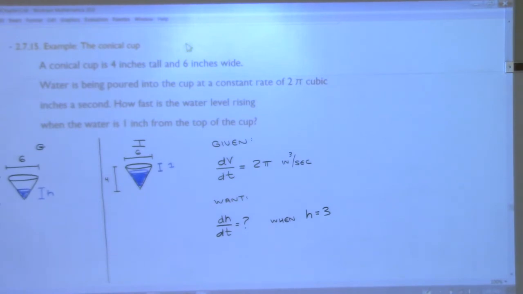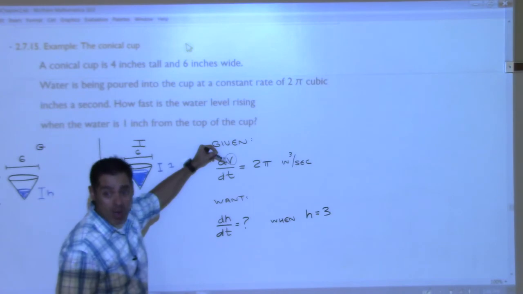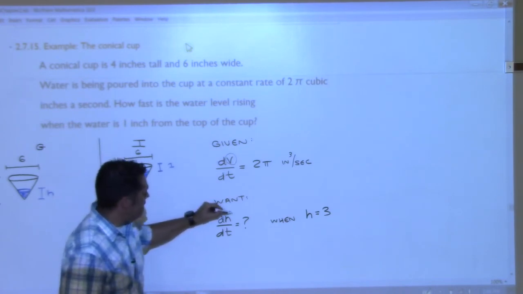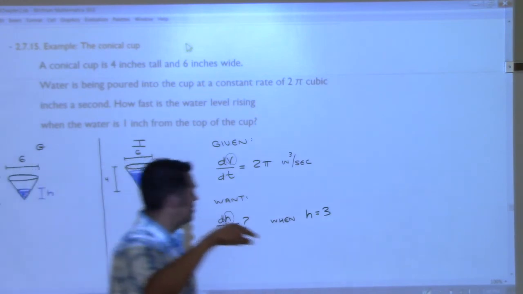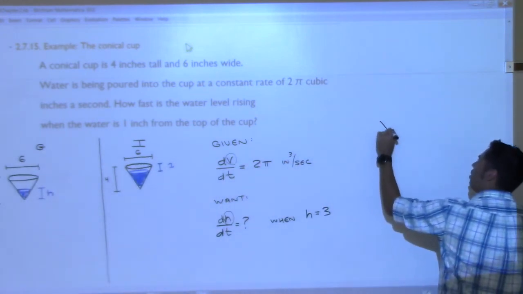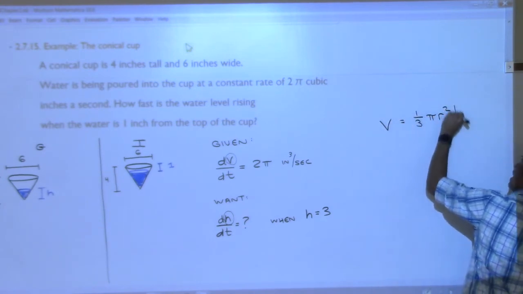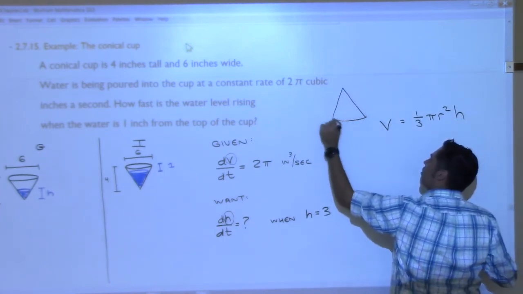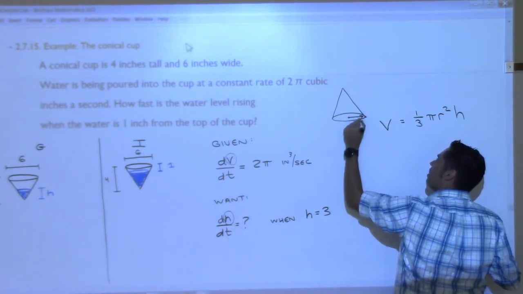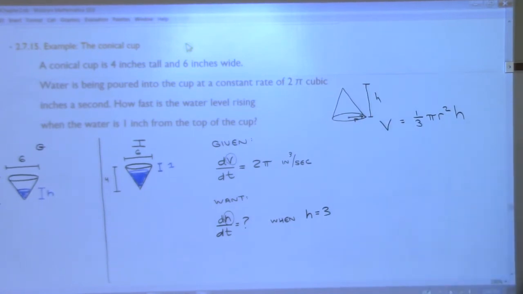I need an equation. I need an equation that relates the volume of the water to the height of the water. So you're looking in your formula sheets. The volume of a cone is what? 1/3 pi r squared h. So you can look that up. In your formula sheets, it gives you a picture like this. The cone is upside down. They give you the radius here is r, and they give you that the height of the cone is h, and they tell you that the volume is 1/3 pi r squared h.